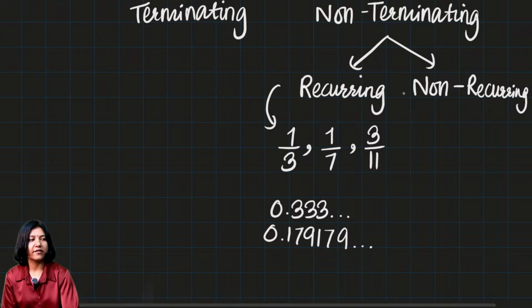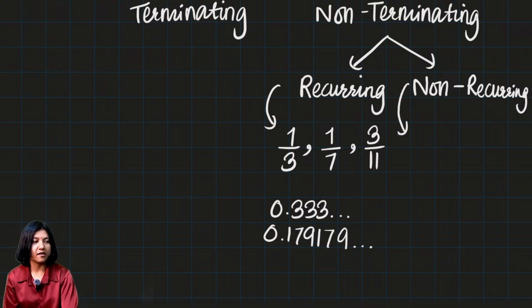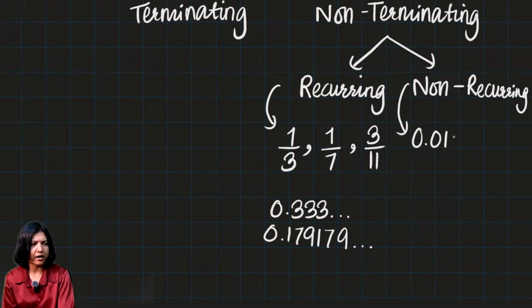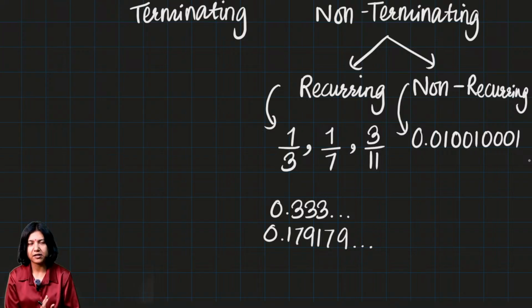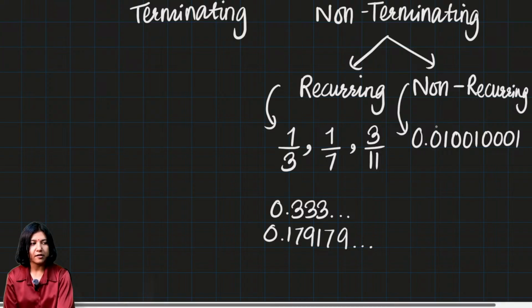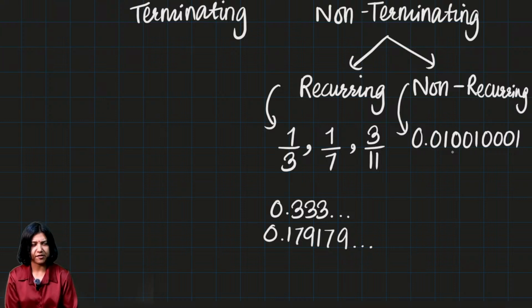Whereas if it's non-recurring, then what is it? We really don't come across these kind of values where they are non-terminating, non-recurring. If I have to take an example, for example 0.010010001, though it's like a pattern, the digits are not repeating, it's not the same group that's repeating. This way you can be more creative in figuring out these kind of non-recurring, non-terminating numbers by yourself.